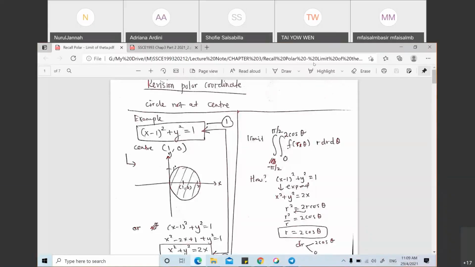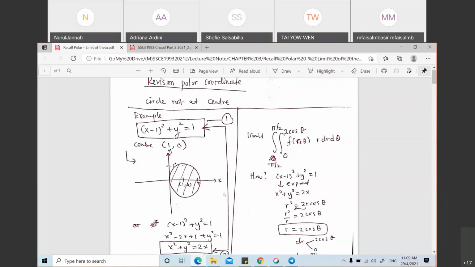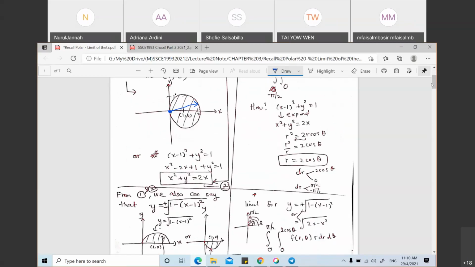Please draw it. Okay, and then from here you can find the limit. The thing is, you have to know the limit of r and theta. Like this, your r should start from the center to here. So your r should not be as usual like 1, 2, or 3, but start from 0 to 2 cos theta. How did I get 2 cos theta? I have to solve this circle equation, and then I will get r equals 2 cos theta.